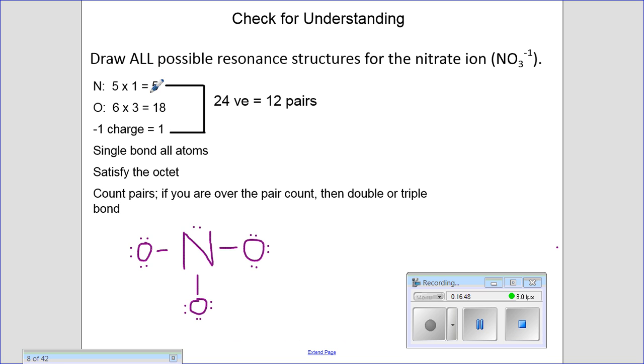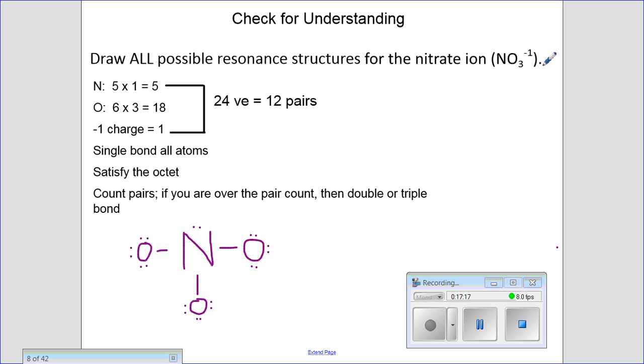Okay, so I've done here what I've told you to do on the previous slide. When you're trying to draw a Lewis structure, again, count your valence electrons, add them up, find the total number, divide by 2 to find the pair count. How many pairs of valence electrons do you need? Then single bond all of your atoms, satisfy the octet rule, count the pairs of valence electrons. If you are over your pair count, then double or triple bond.